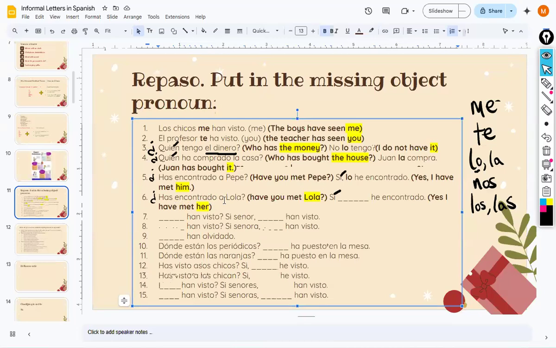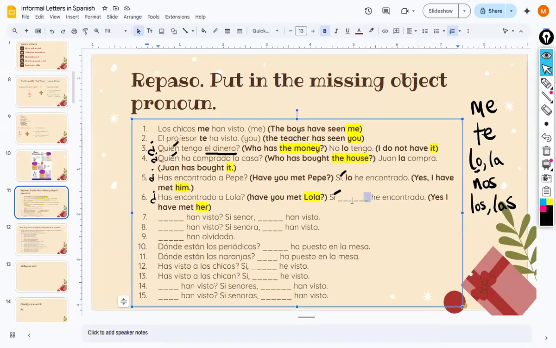¿Has encontrado a Lola? Have you met Lola? Sí. She. So we need a feminine object pronoun, la, right? La, sí, la he encontrado, right? Now, what do you notice about the position of where the object pronoun is going? It's going in front of the verb. It's not going after like it does in English, right?